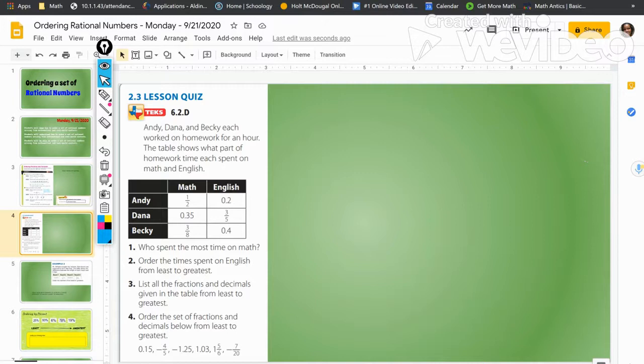So in my table, in the first column, I have the different students, so Andy, Dana, and Becky. Then my second column is talking about how much time they worked on math, and the third column is telling me how much time they worked on English. So my first question is asking me, who spent the most time on math? So I'm going to look just at this first column. I have half, 35 hundredths, and 3/8.